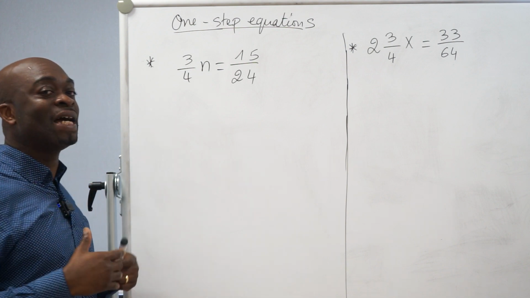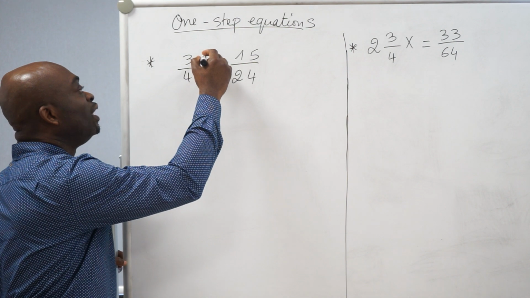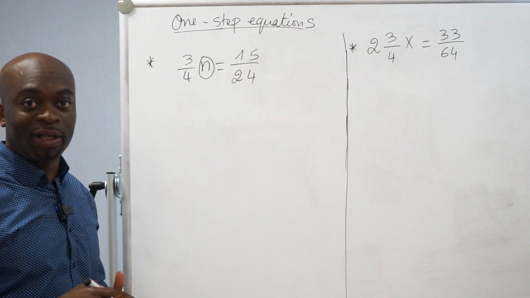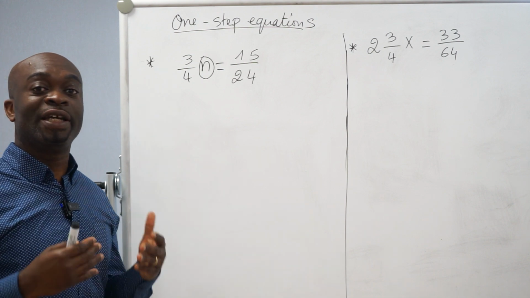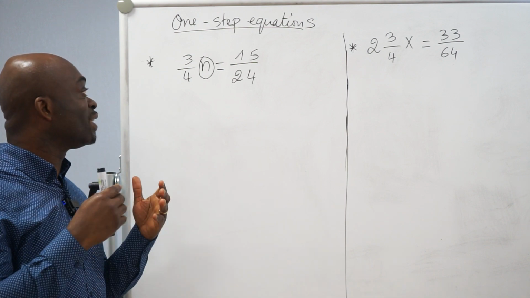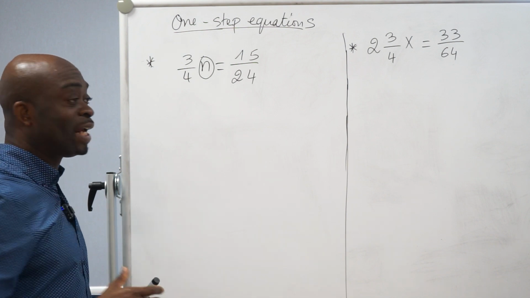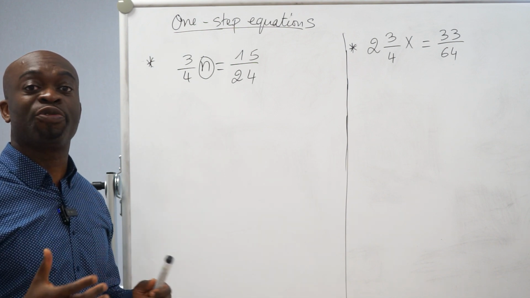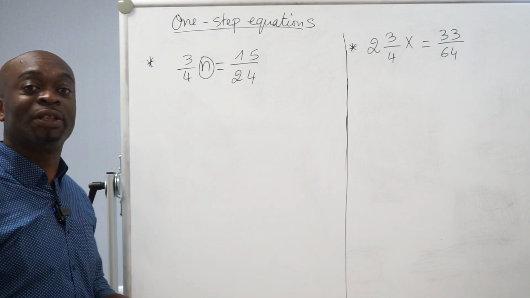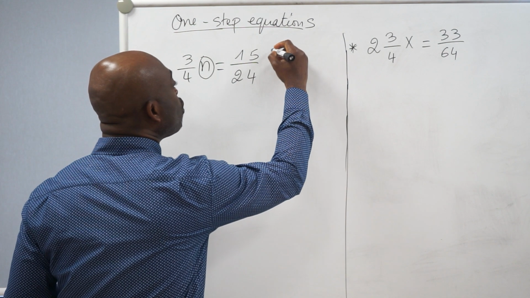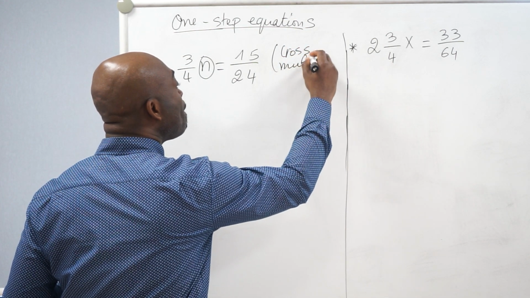So again, the concept does not change. The concept stays the same, which is that I want to leave n alone, by itself. That means I need to get rid of 3/4, I need to cancel 3/4. That's what it means. If I want to do that, there are many ways of doing it, at least 3 to 4 different ways. One of them is by cross multiplication, cross multiply.